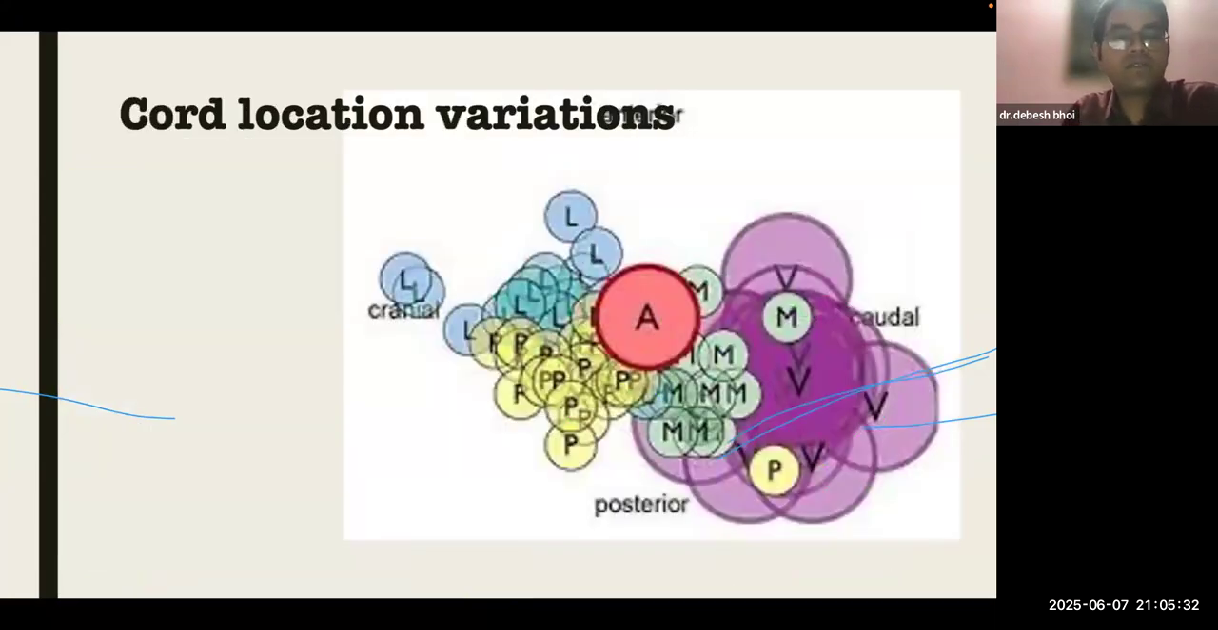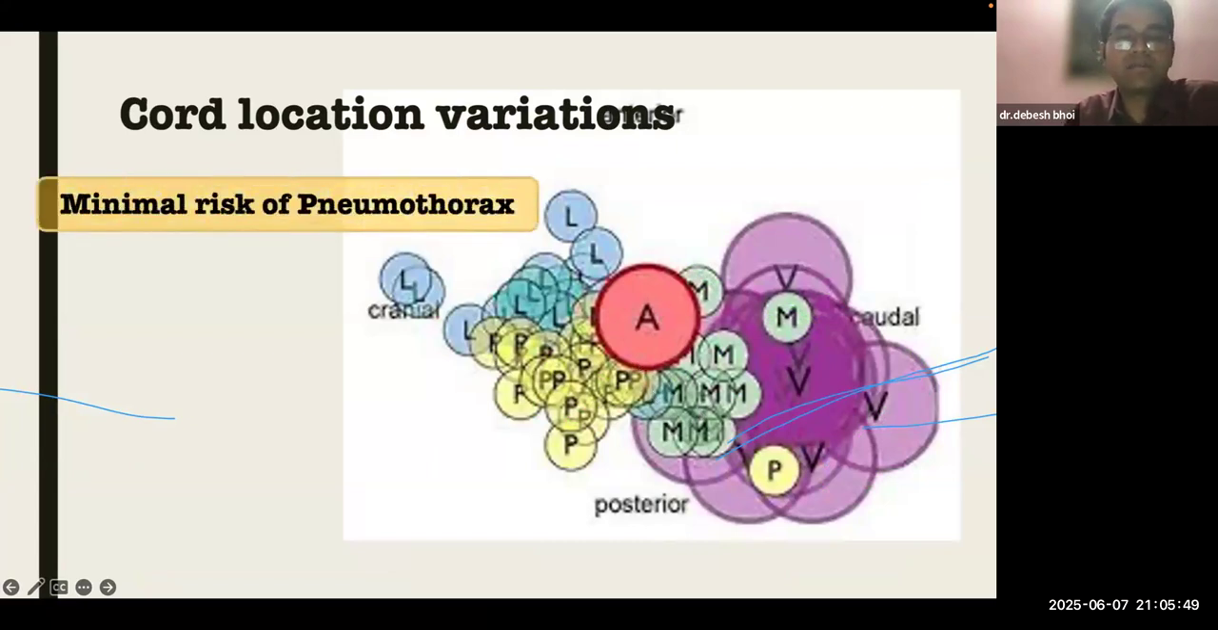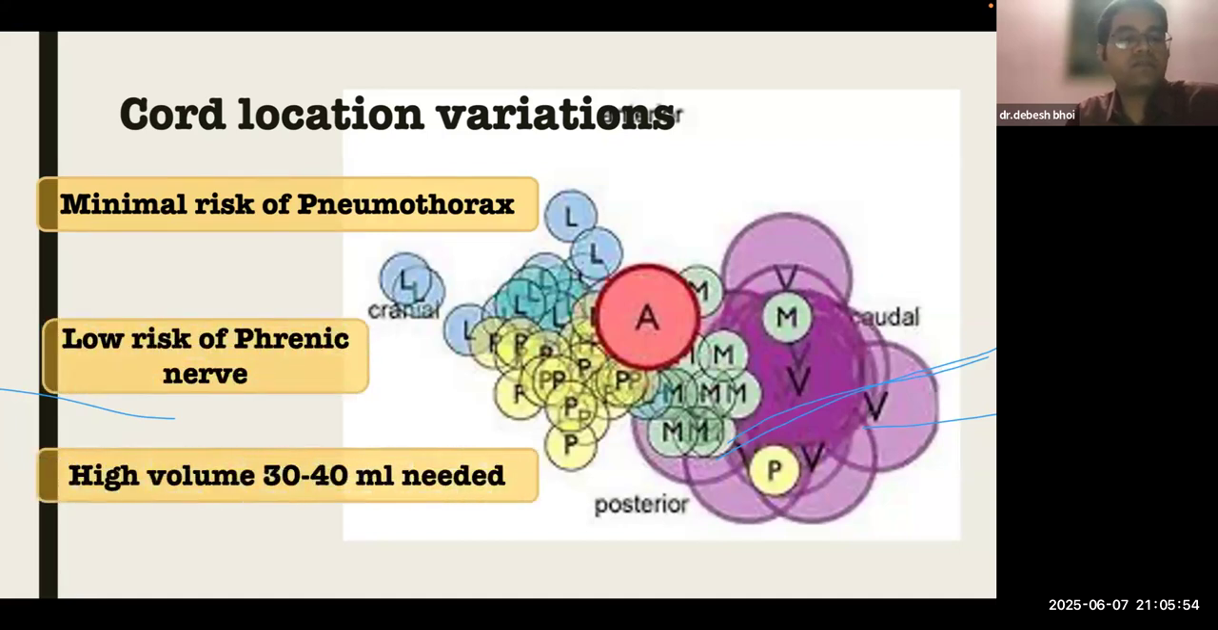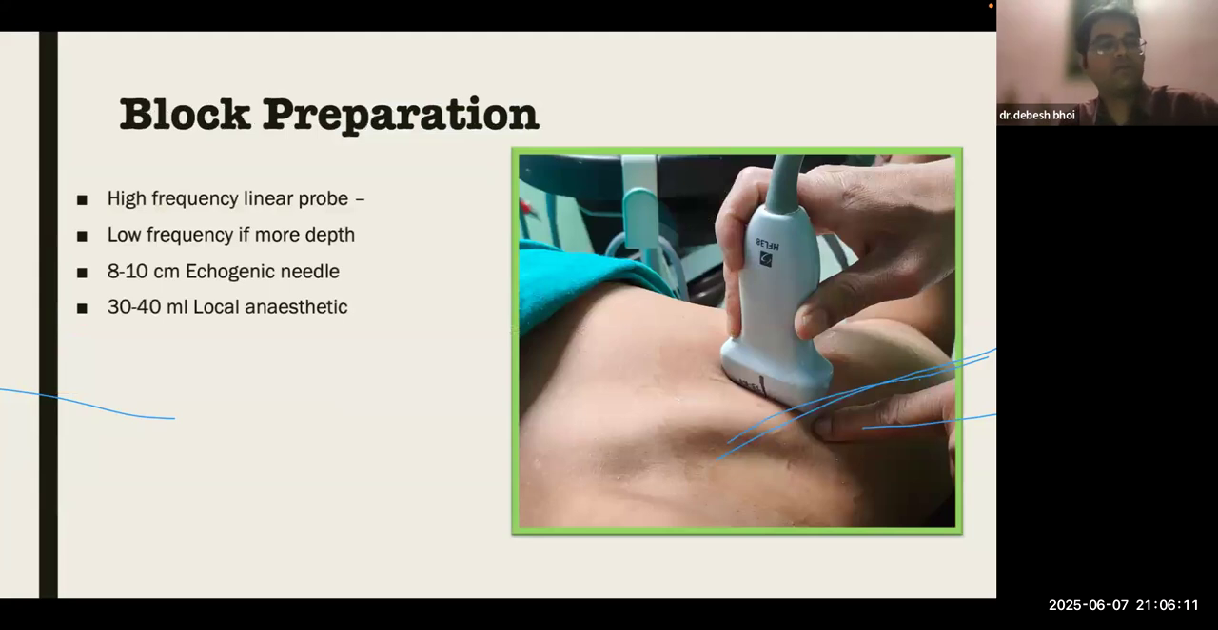Also, there are certain variations. If you see the arrangement of the cords around the axillary artery, there are multiple variations of the lateral, posterior and medial cords. That's the reason you have to go for a stepwise approach and identify each and everything. If you compare the advantages of this area, there is obviously a low risk of pneumothorax and low risk of phrenic nerve involvement. This is away from the phrenic nerve, but in this case high volume is needed if you are doing it for anesthesia purposes. But if you are doing it for plexopathy, or for neurolysis or a diagnostic block for pain management, again you have to use a different volume.